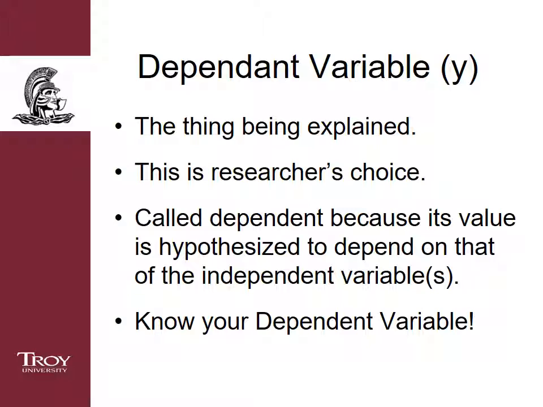Sometimes it's hard to remember which is the dependent. They're not as clear in some ways. I would say the dependent variable is called the dependent variable because its value is hypothesized to depend on the value of other variables, right? And so, how much democracy is there? It depends on these other things, which are your explanatory variables. Okay, let's talk about those explanatory variables.